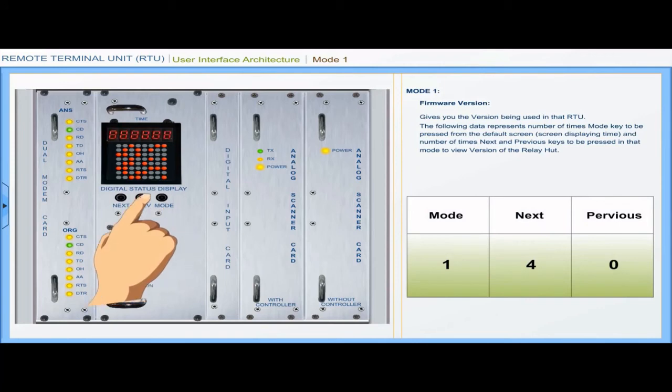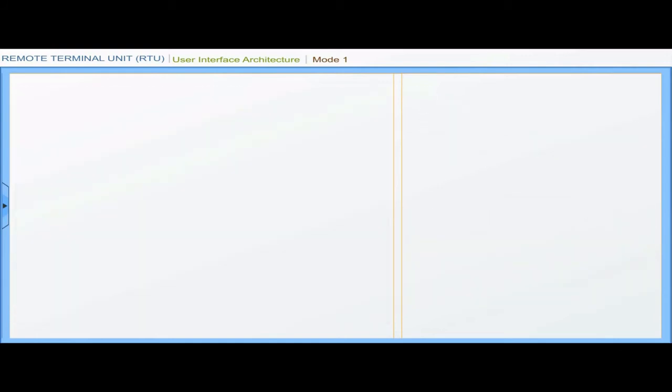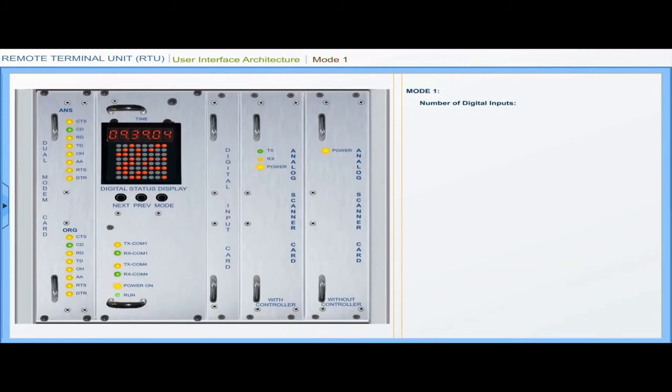Mode 1, next 4, previous 0, display on 7 segments look like. Number of digital inputs gives you the maximum number of digital inputs configured for the system.